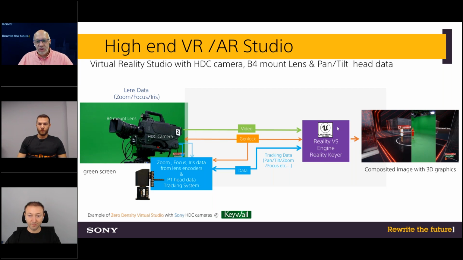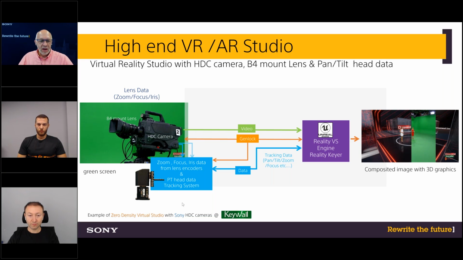So basically, we are using the Epic Games Unreal Engine, currently version 4, and as Onur said, there is evolution to version 5, and even more in the future to get the virtual world more and more real. This is an example shot at Key Wall in Belgium, a Zero Density partner, also using Sony cameras.